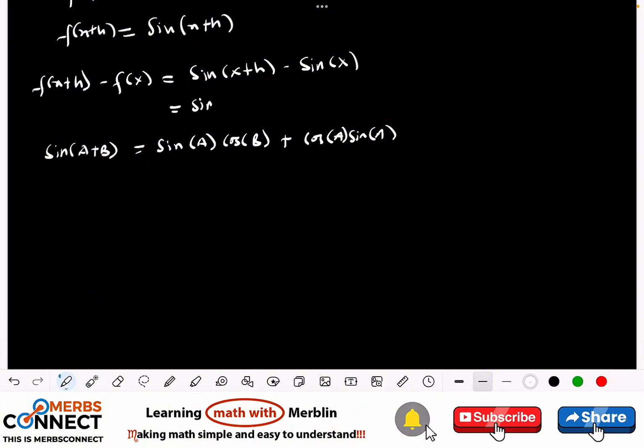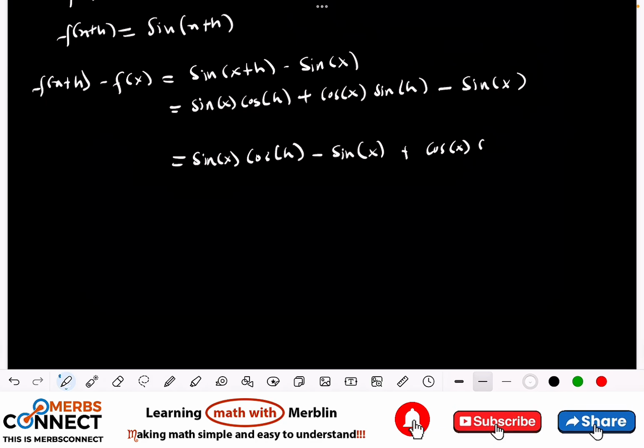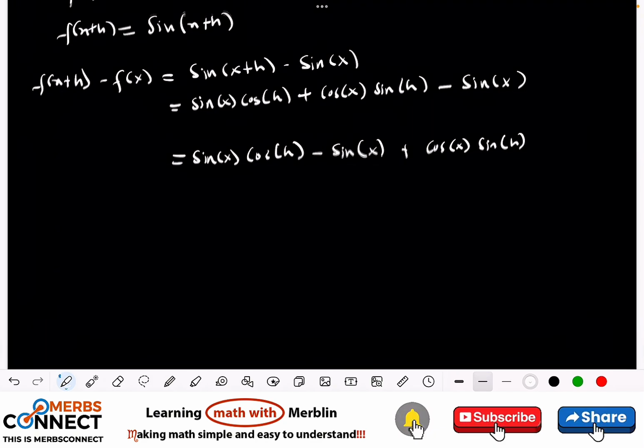So this will be sine x cos h, plus cos x sine h, right? So after the expansion, minus sine x. So this is what you are going to get at the end of the day. Good. So right now, what we are going to do is group like terms. I can see sine x here, I can see sine x here, so I'm going to combine them together. So I'm going to have sine x cos h minus sine x, plus cos x sine h. So this is what I'm going to get, which is very nice.